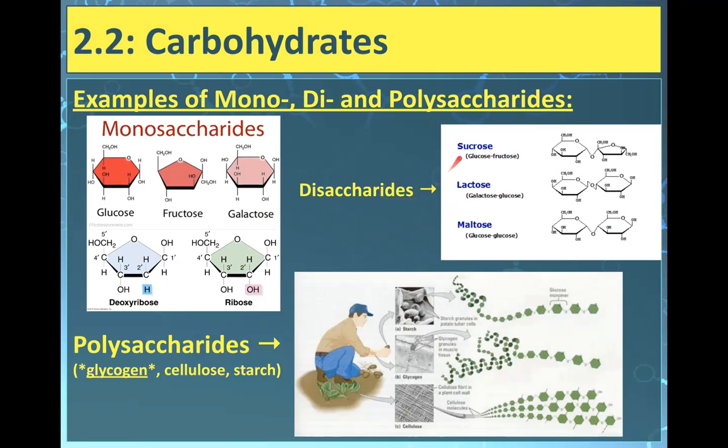Over here, we have disaccharides, which are just a combination of 2 monosaccharides bonded together. Sucrose is glucose and fructose. Lactose is galactose and glucose. Maltose is glucose and glucose.